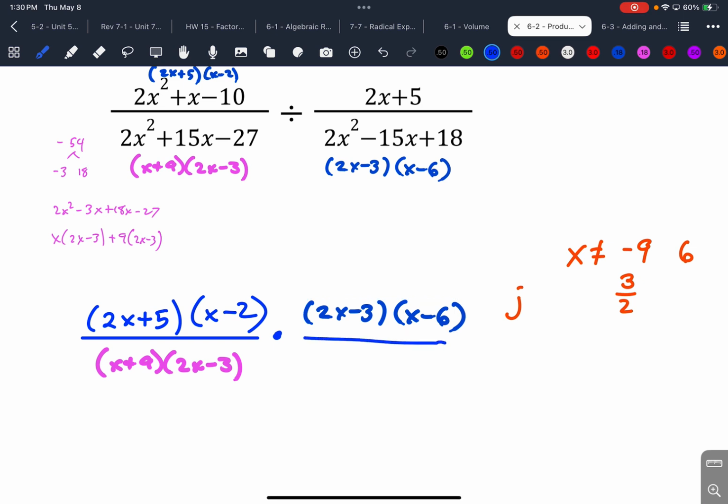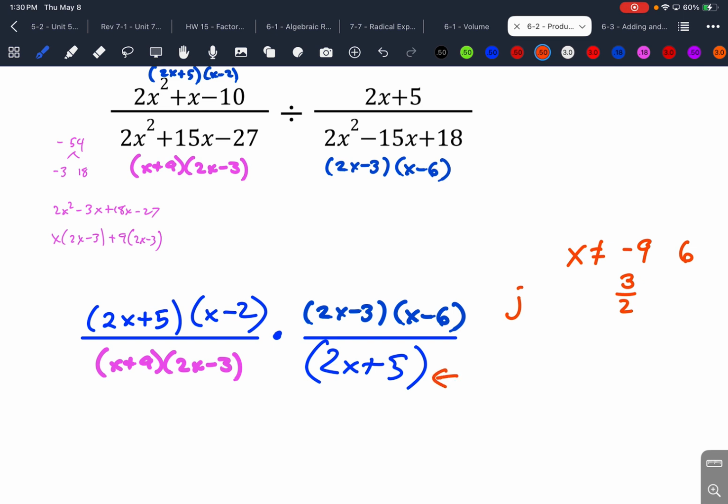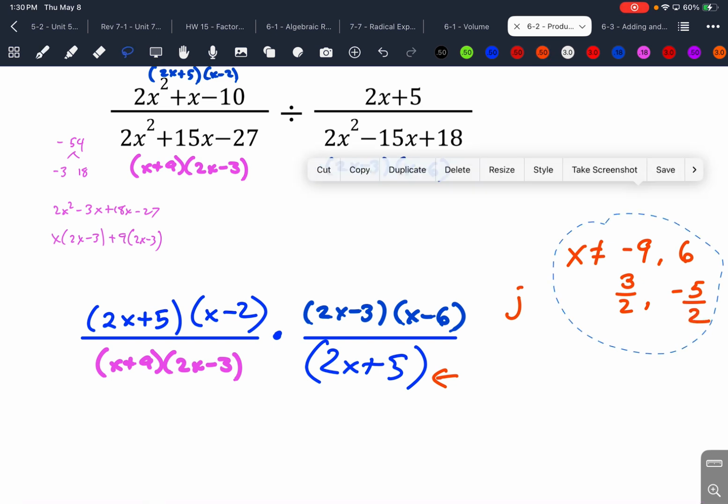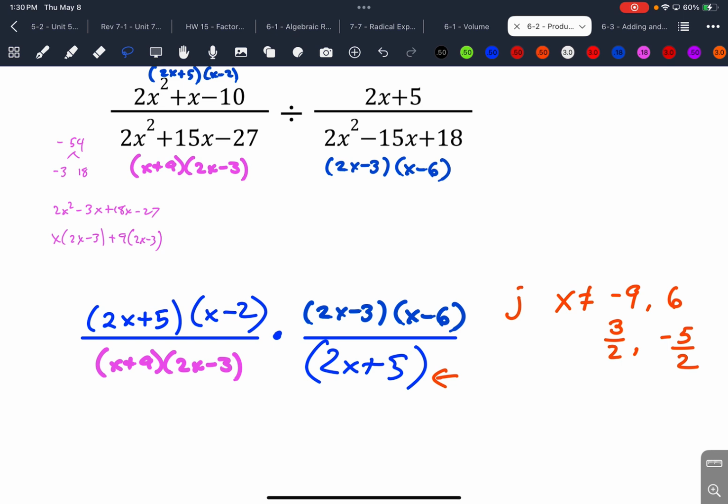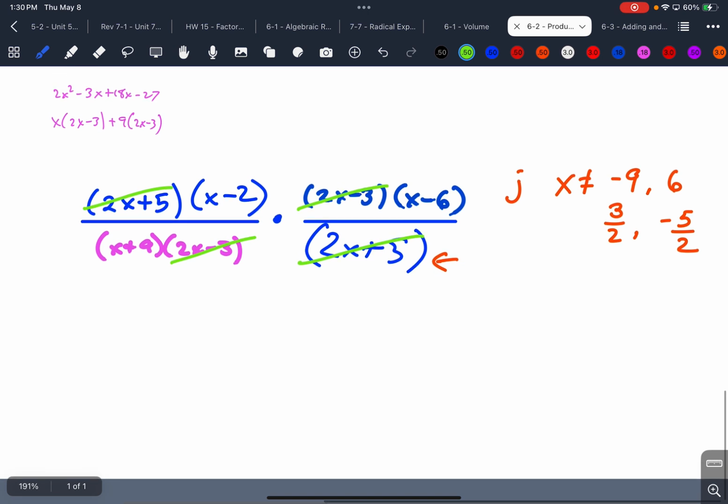So these guys on top, and 2x plus 5. There is an implied parentheses here. So now let's go through and cancel. Right, before we do that, we do get another restriction. Now this also can't be -5/2, right? And so this cancels out, this cancels out, and that's everything.